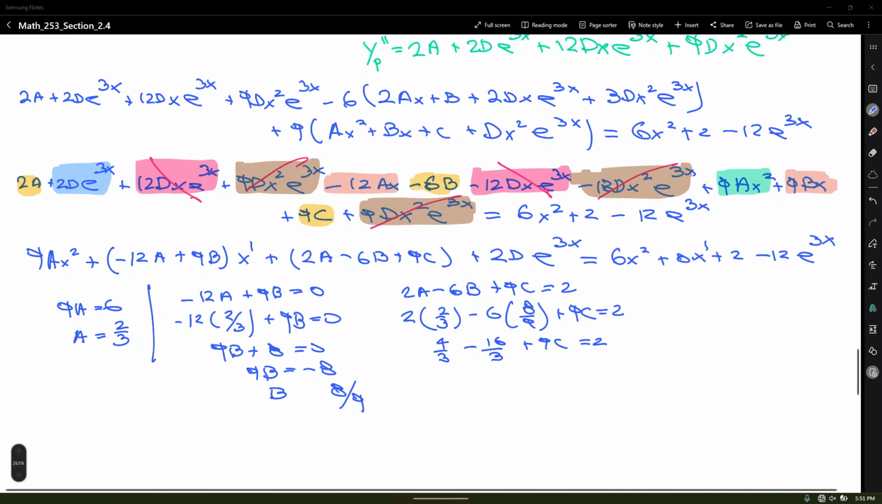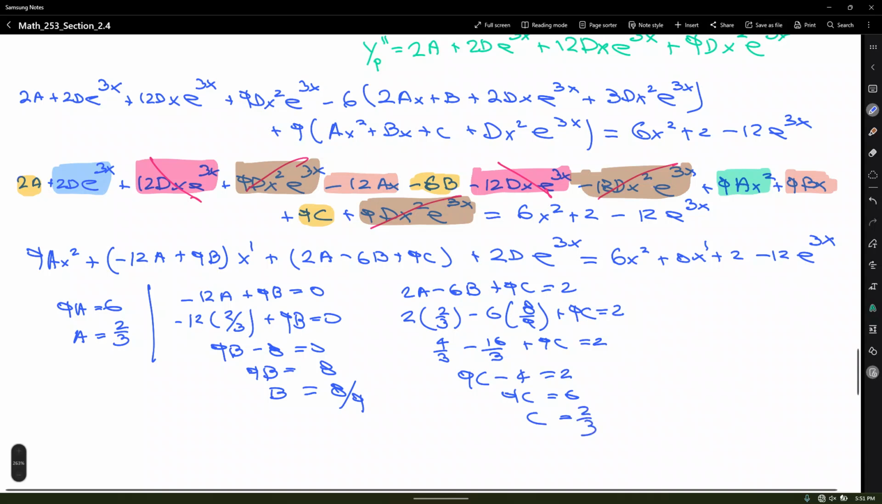Okay, so back to b. This was supposed to be negative here, this becomes positive, and now positive here. Okay, thank you. So combining these two numbers, 4 minus 16 is negative 12, negative 12/3, isn't that negative 4? So 9c minus 4 equals 2, 9c equals 6, and c equals 2/3.